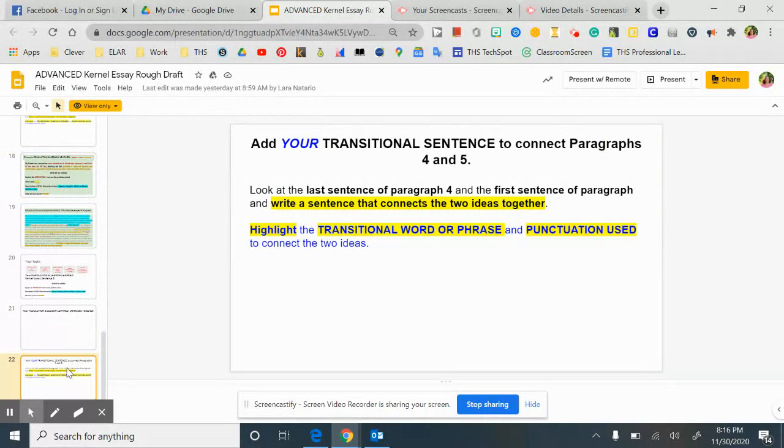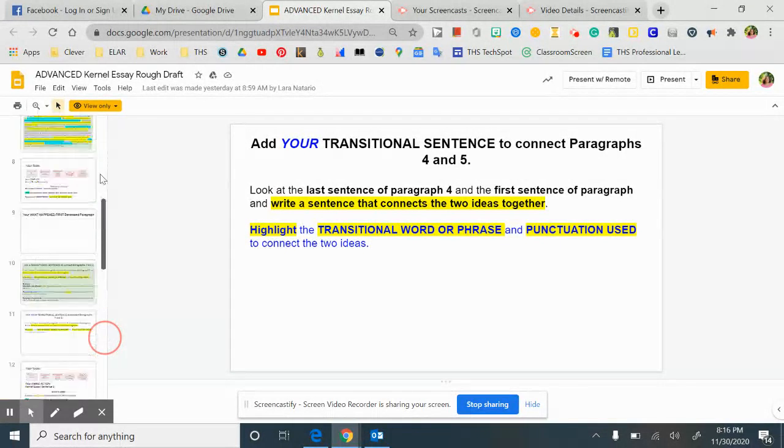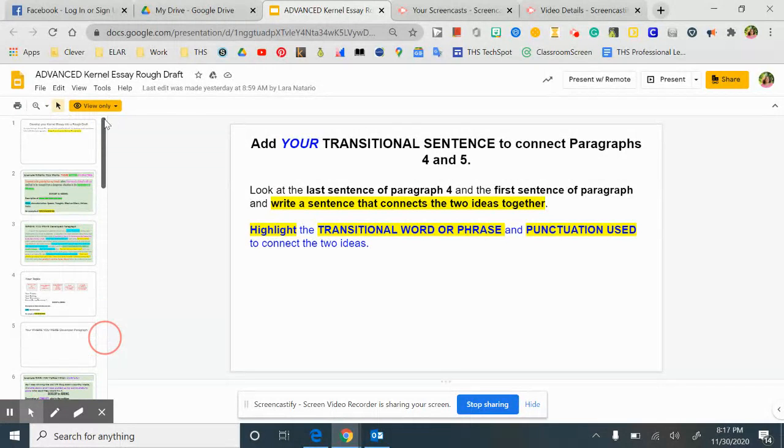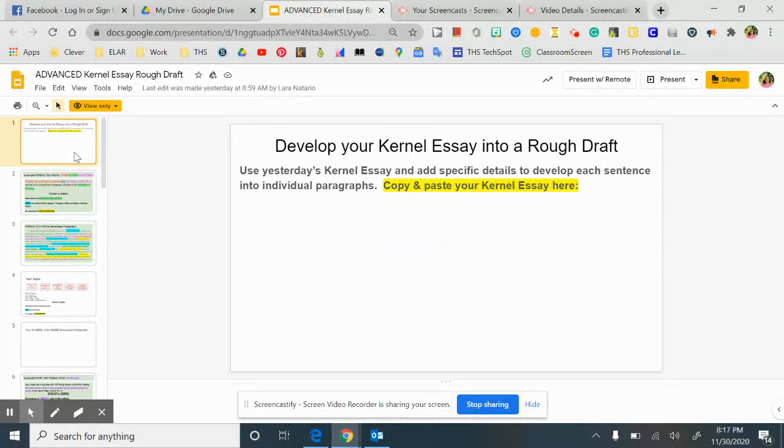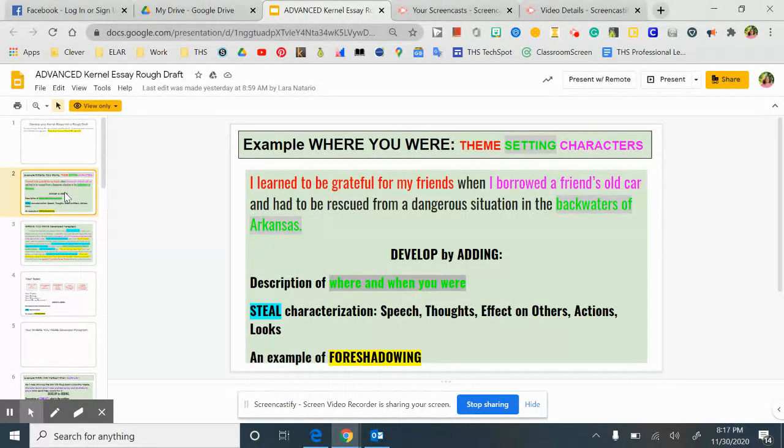And then the last slide, and this is the theme throughout, is you adding those transitional sentences, words and phrases, and punctuation into the previous two paragraphs before. Okay, so very important things that you need to pay attention to. Pay attention to the instructions on the slides. Pay attention to the examples and to developing by adding information.